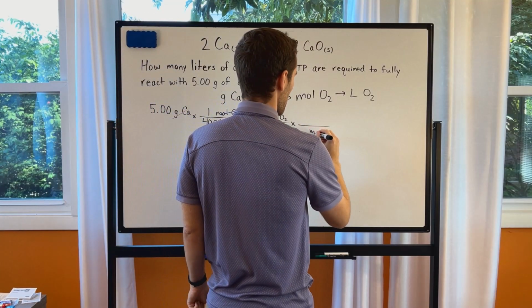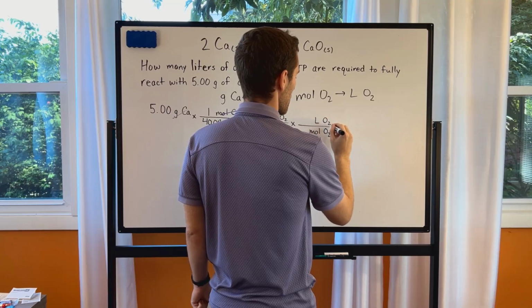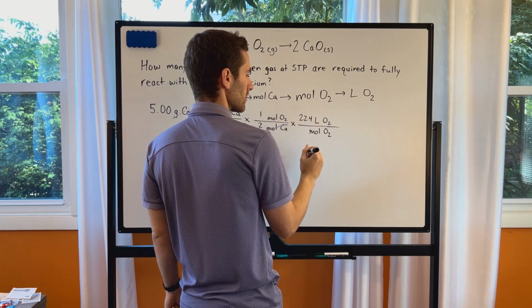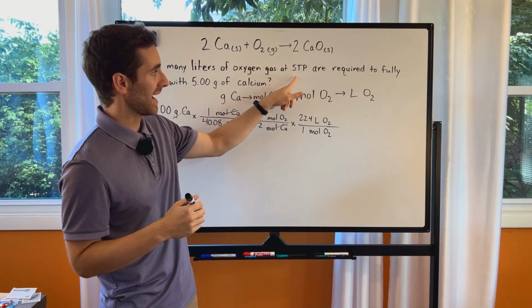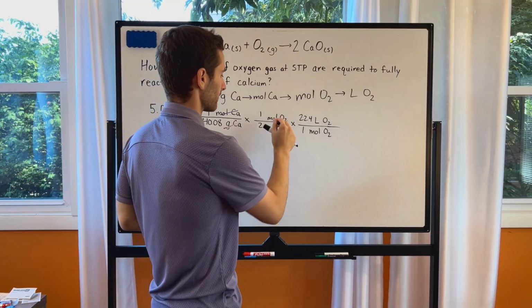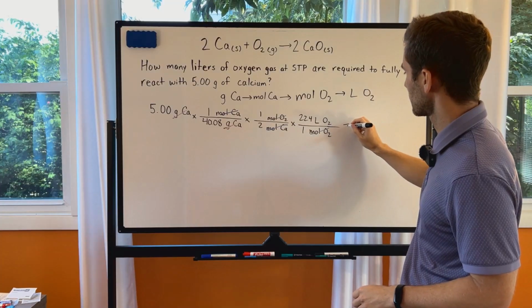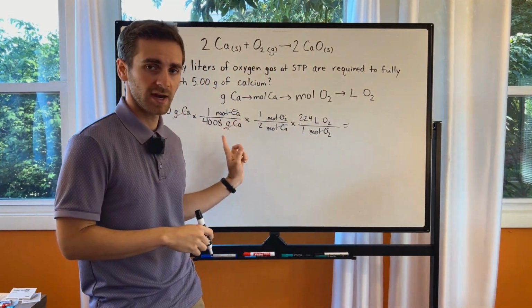So moles of oxygen on the bottom, liters of oxygen on top, and there are 22.4 liters in 1 mole of a gas at STP. So we can go ahead and use that conversion. And then we can go ahead and calculate, multiply along the top, divide along the bottom.